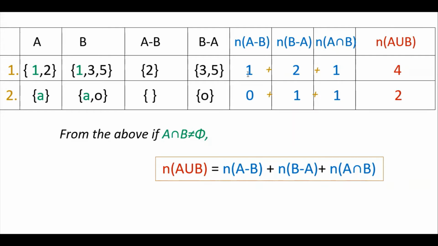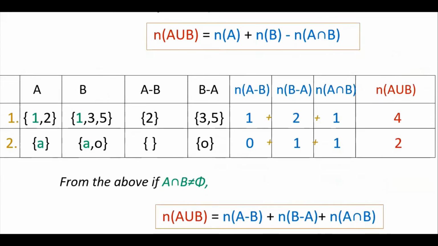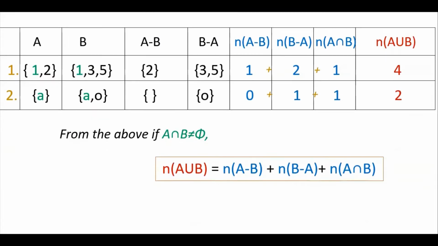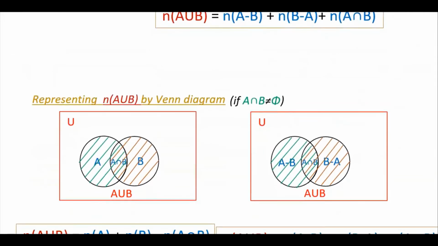So if you observe here, 1 plus 2 plus 1 is 4, and 0 plus 1 plus 1 is 2. So n(A union B) is equal to n(A minus B) plus n(B minus A) plus n(A intersection B). In this case, n(A) plus n(B) minus n(A intersection B), here plus n(A intersection B). If you see the Venn diagram, then you will understand.